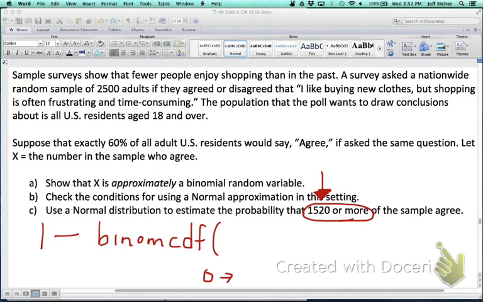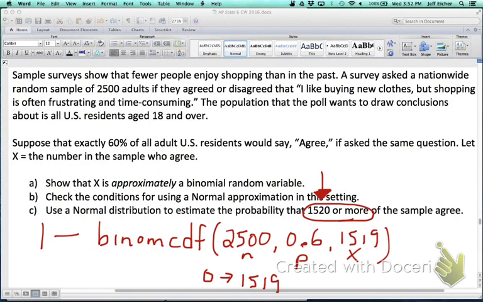So with binom CDF, we would have the number of trials. There's 2,500 adults in our sample, N. Our probability of success is 0.6. And then this value for X or K, whatever you want to call it, number of successes, we would have to put 1519 there. Because again, it's going from 0 up to 1519, and then we have to be smart enough to use the complement so we can actually get the correct side, or the correct tail, of the probability we're looking for. So in my calculator, I've done that, and I do 1 minus that answer.